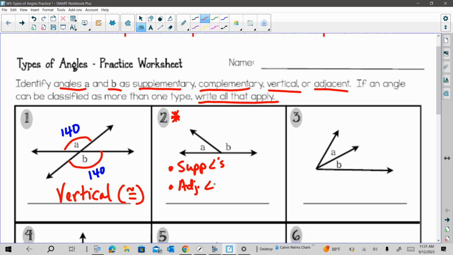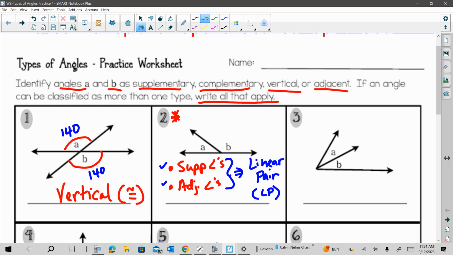Here's what happens. Whenever you have supplementary and adjacent together, it is called a linear pair. I want you to add this new set to your paper. We usually abbreviate linear pair with LP. So if they're supplementary and adjacent, they're called a linear pair. They're still going to have a sum of 180, which is supplementary.